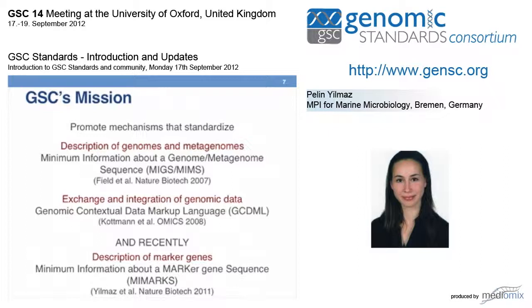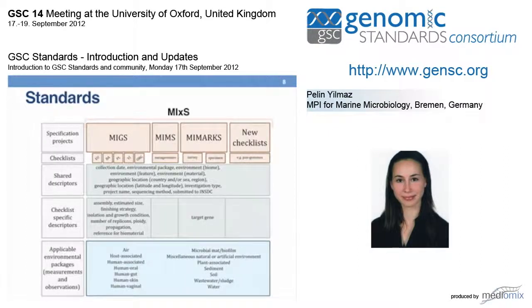in 2007. Then came the exchange and integration of this genomic data, and this was accomplished in the form of GCDML, Genomic Contextual Data Markup Language, by Renzo. And recently we had the description of marker genes, where we published the minimum information about a marker gene sequence, MIMARKS. So to briefly look at the standards, currently we have 3 of them: MIGS for genomes, MIMS for metagenomes, and MIMARKS for marker genes.